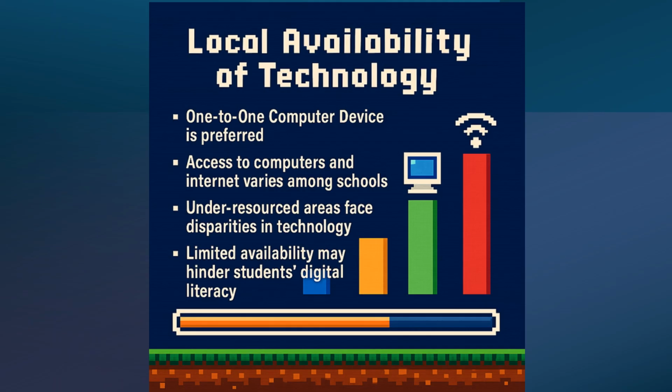In our local schools, technology availability is sometimes uneven. Some classrooms have a one-to-one device policy and high-speed internet, while others face connectivity gaps, especially in rural areas. Teacher training also varies. These differences shape how students experience technology. ISTE's Leader Standard calls on educators to advocate for equitable access to close these gaps.